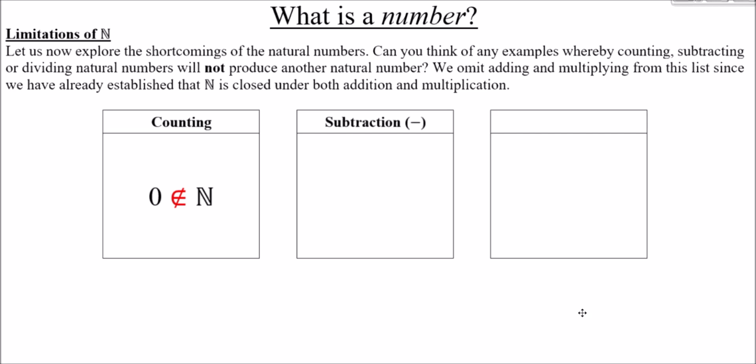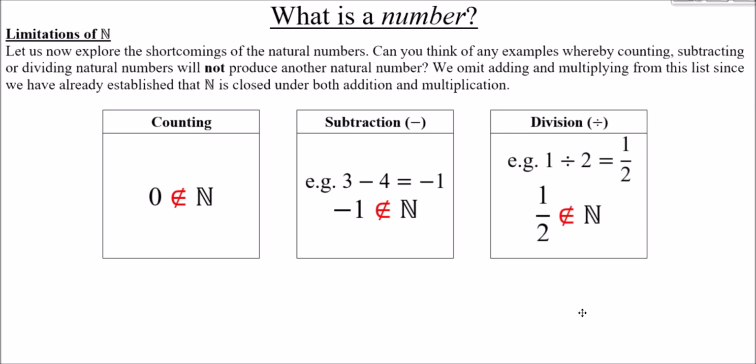How about subtraction? Well, if we're subtracting a number which is bigger than our starting number, that won't give us a natural number. For example, 3 minus 4 is negative 1, and negative 1 is not a natural number. So there's another limitation. And of course, division: if we take 1 and divide it into 2, we're going to get a half. So a half is not a member of the natural numbers. So fractions aren't always going to be natural numbers. In fact, almost all the time, fractions are not natural numbers. The only way a fraction could be a natural number is if the denominator exactly divides the numerator. So how do we resolve these shortcomings?